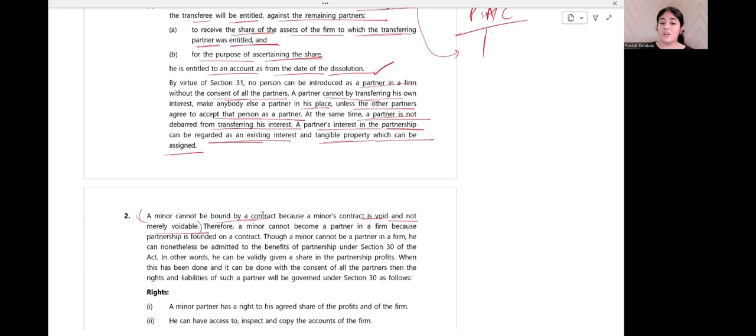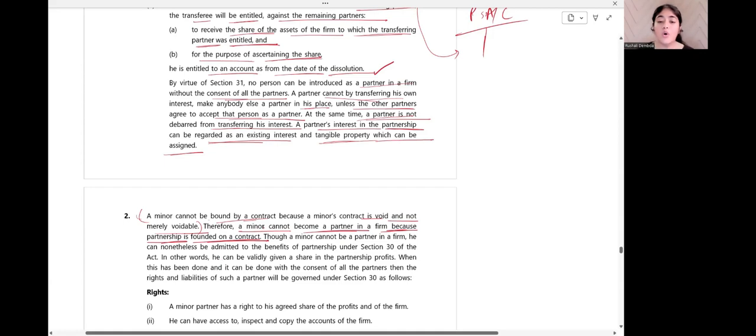First point. Then you'll write, therefore a minor cannot become a partner in a firm because partnership is founded on a contract. So a minor cannot be a partner of the firm because partnership is founded by a contract. An agreement is to be made, a contract is to be made.